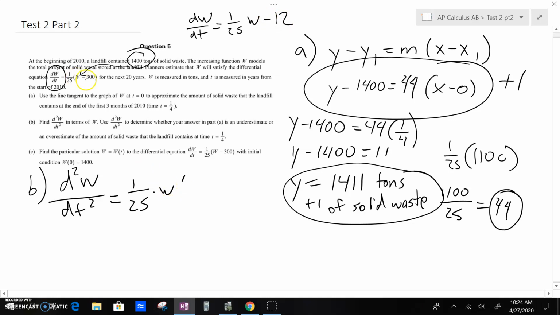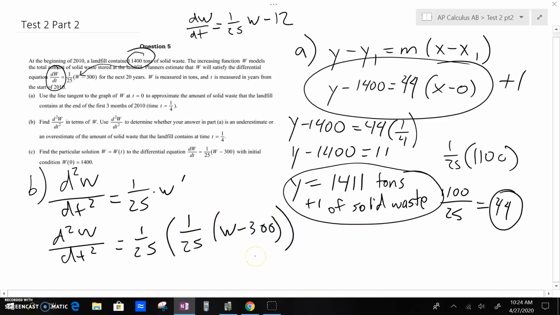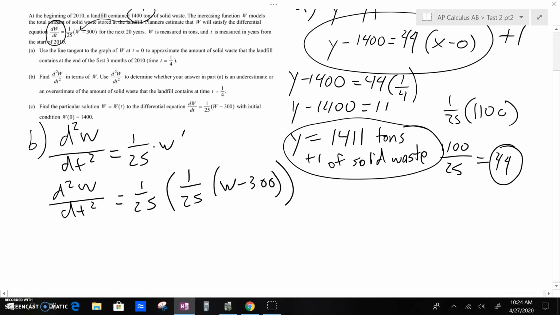W prime is this expression. So I know W prime, they gave that to me. So it's 1/25th times 1/25th times (W minus 300). You've got an expression for W prime prime, the second derivative of W. You certainly can rewrite this thing. You can do 25 times 25, there's no harm in that, and you can put 25 squared on the bottom, or you can compute 25 squared. That's fine. You don't have to, though. And we've got W minus 300. And we want to know what it's worth at t equals 1/4.